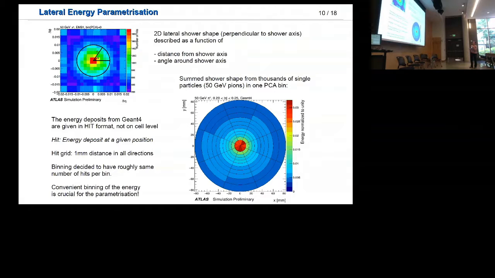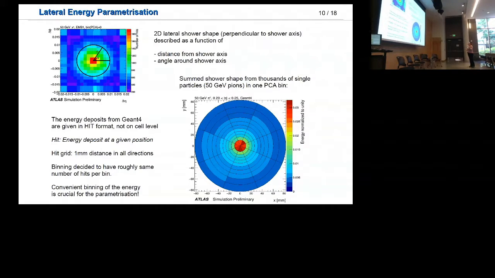One thing to note is our inputs, given from Geant4, are in the hit format. So we have a very high granularity. We are not working on the cell level. And since we have hits, we can bin the hit energy in r and alpha as we want. Getting the binning right is a key ingredient to getting the shower shape right in the end. So the binning is decided roughly at the same number of hits in each bin, a bit finer in the input and in the center. And then we build an average shower shape histogram averaged over thousands of single particles.